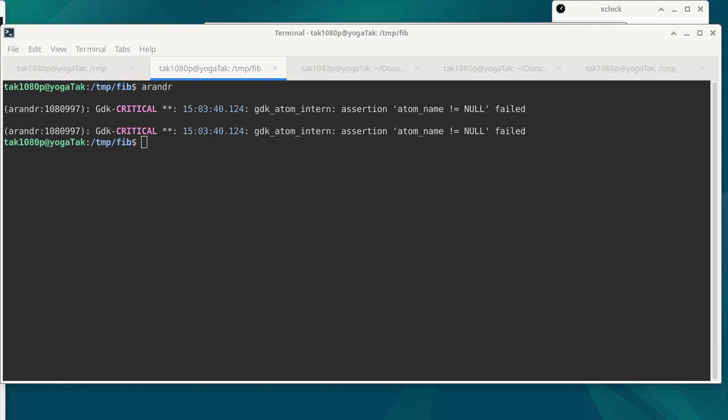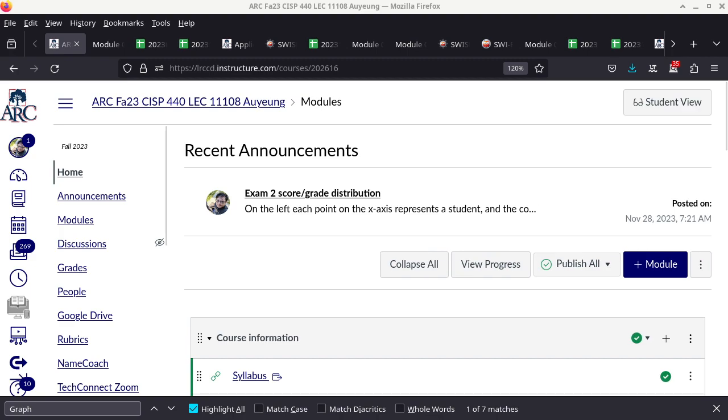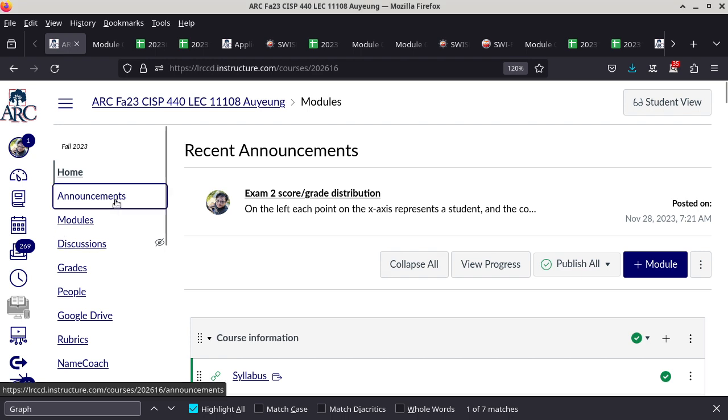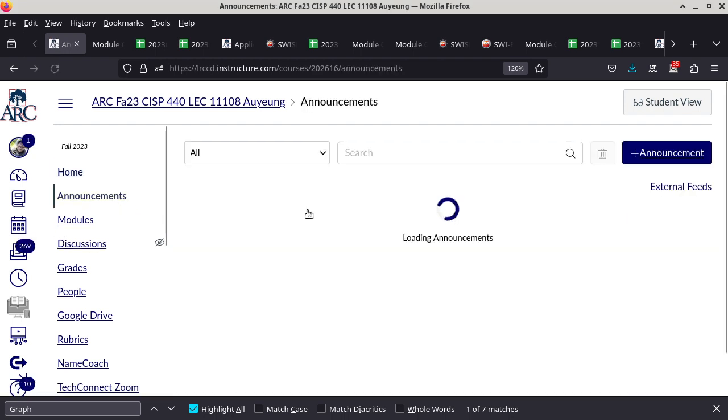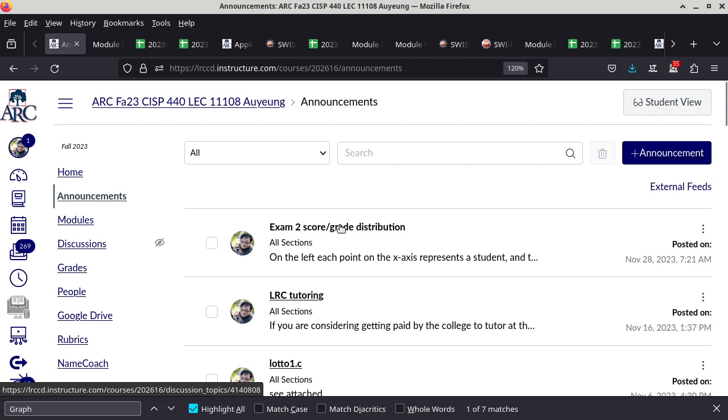Did you guys take a look at the grade distribution, the score distribution? A little? Okay. I'm going to show it, because I found different classes are different, and I mean very different. So for this class, let me show that chart. It's the latest announcement, the exam 2 score grade distribution.